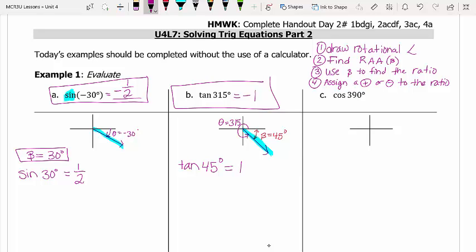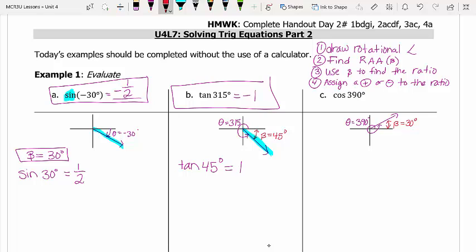Okay, let's solve cos of 390 degrees. First, draw in the rotational angle. So 390 degrees, that's one full rotation, right, 360, plus another 30 degrees to get to 390. Now step 2, find our related acute angle. Our related acute angle is going to be the principal angle, 390 minus 360, right? So beta is equal to 30 degrees. It's a related acute angle.